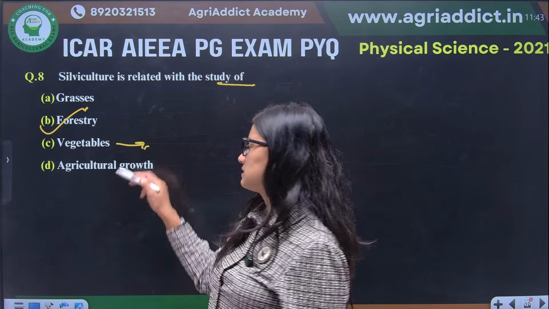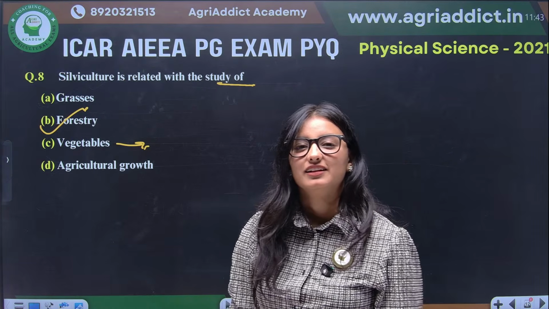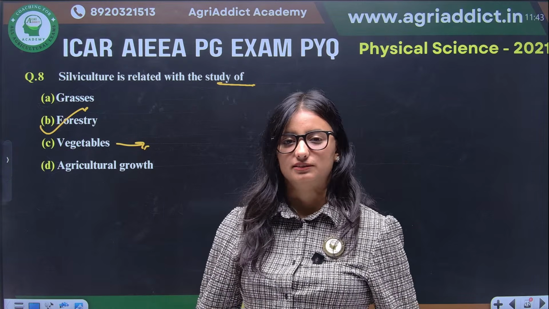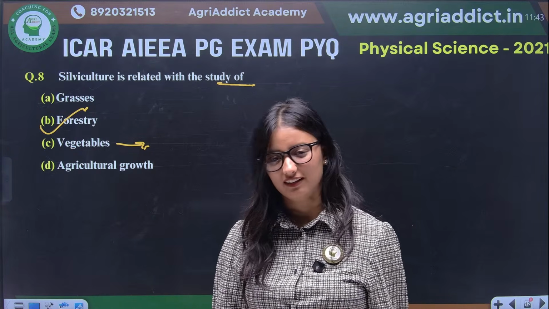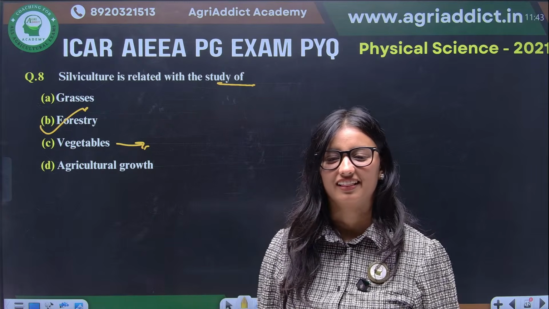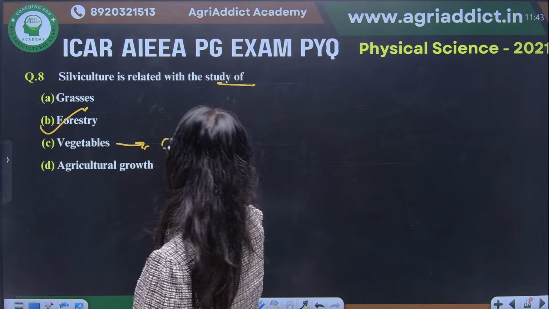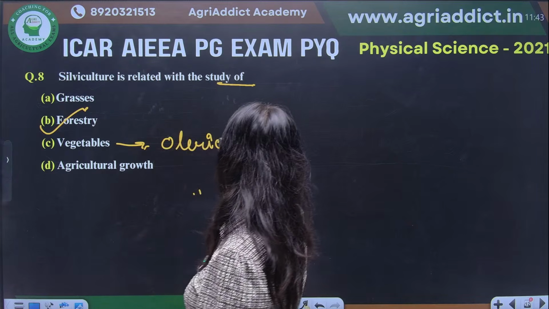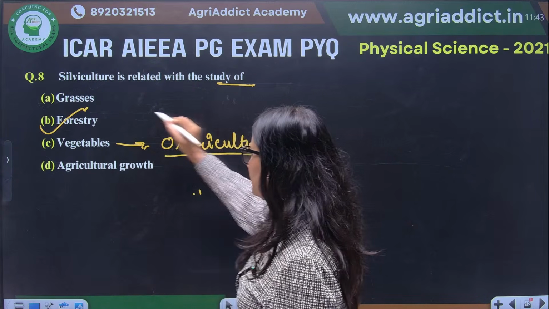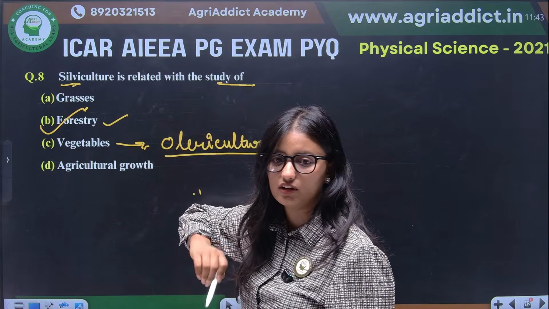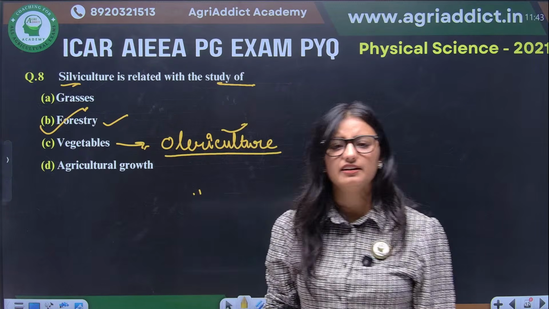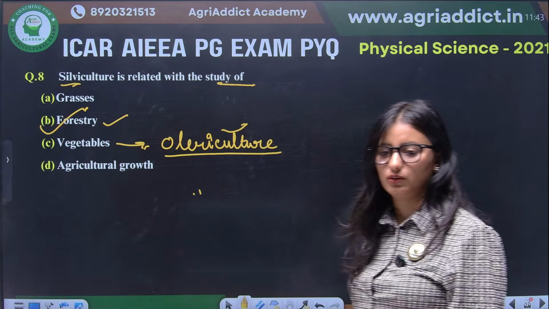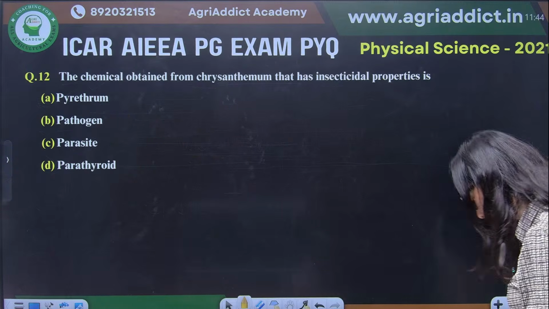Okay, and what about vegetables? Vegetable science, what do we call the study of vegetables? Olericulture, very good. Silviculture, study of forests or deals with forestry. Olericulture, study of vegetables. Is it clear? Okay. So let's move to the next one.